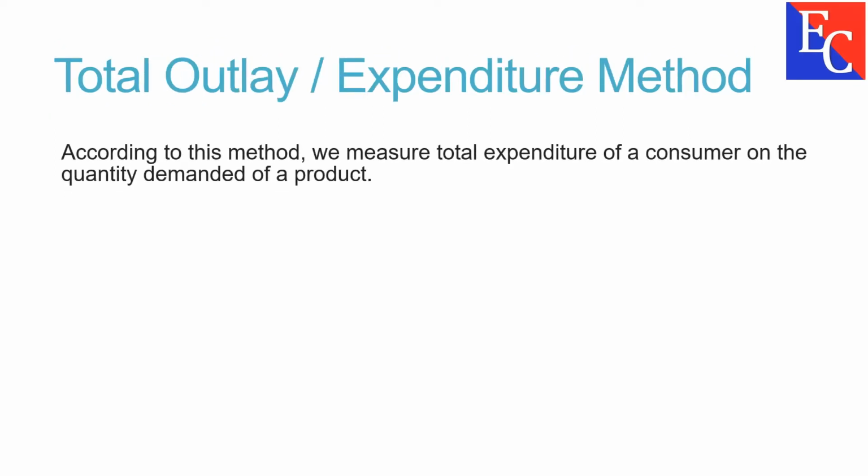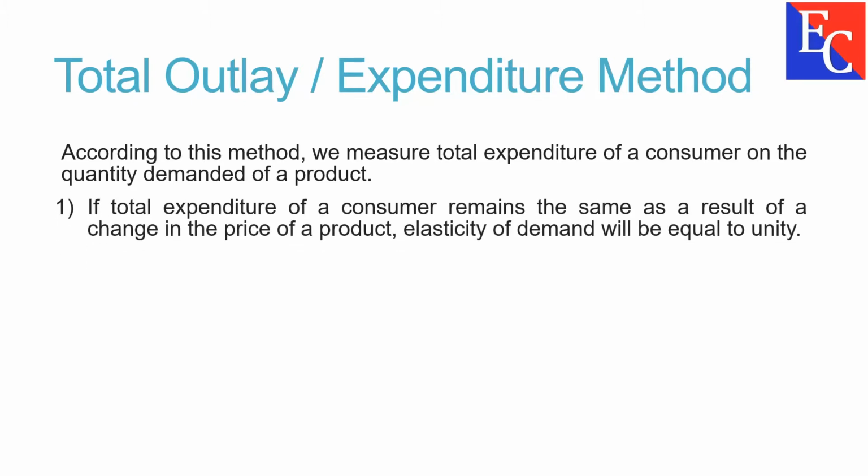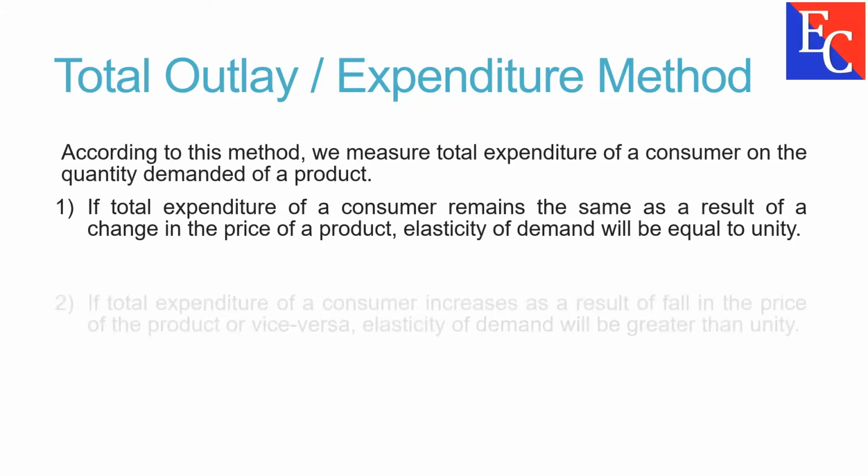Total outlay expenditure method. According to this method, we measure total expenditure of a consumer on a quantity demanded of a product. If total expenditure of consumer remains the same as a result of change in price of a product, elasticity of demand will be equal to unity.